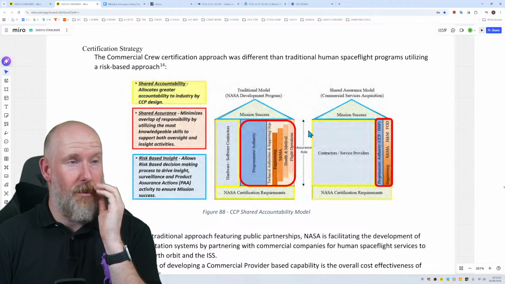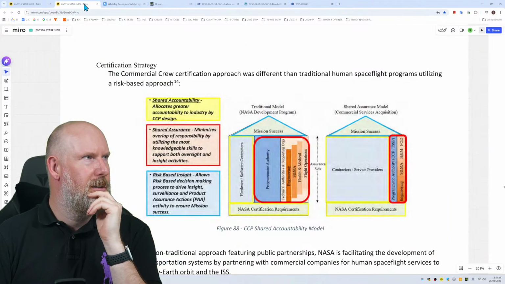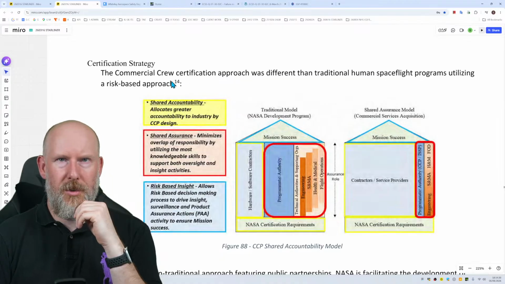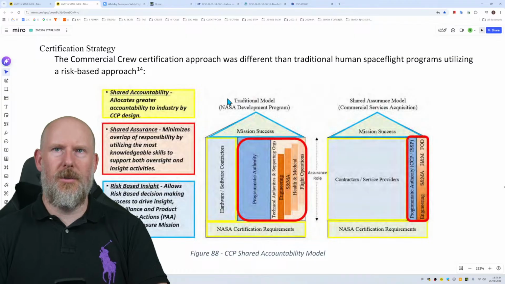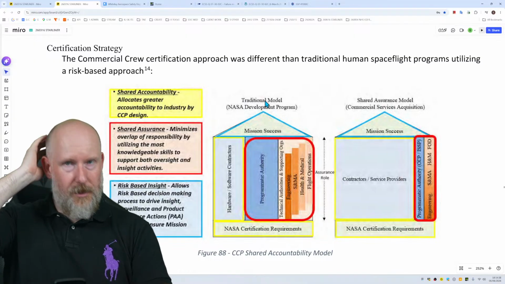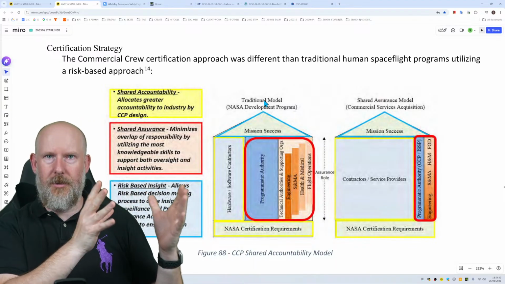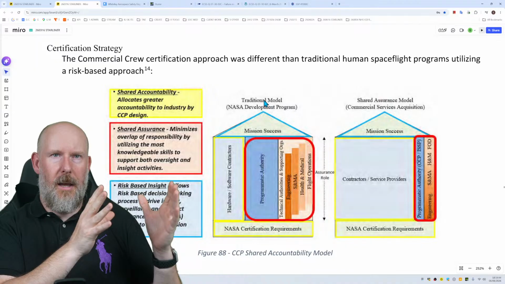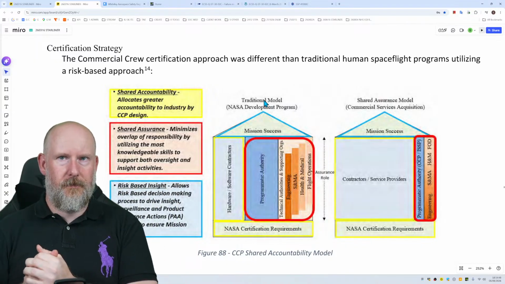So this diagram, I think we talked about on the first couple of live streams. The commercial crew certification approach was different than traditional human spaceflight programs, utilizing a risk-based approach. Again, I'm emphasizing the original control structure has been changed to a new one with a different approach.